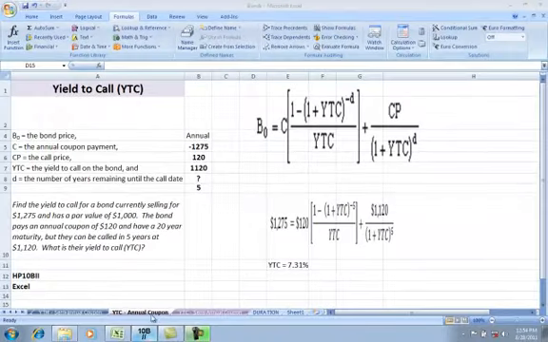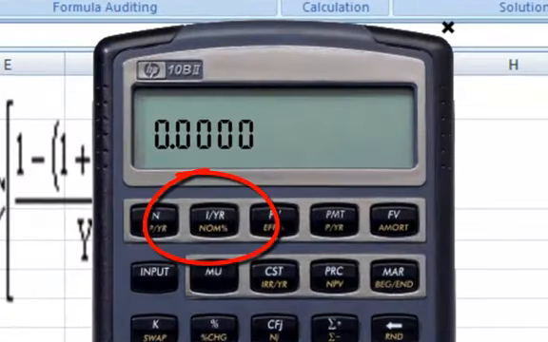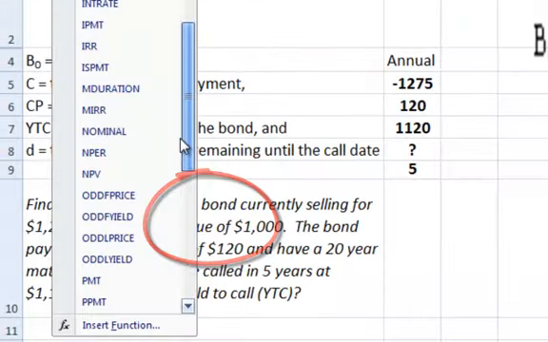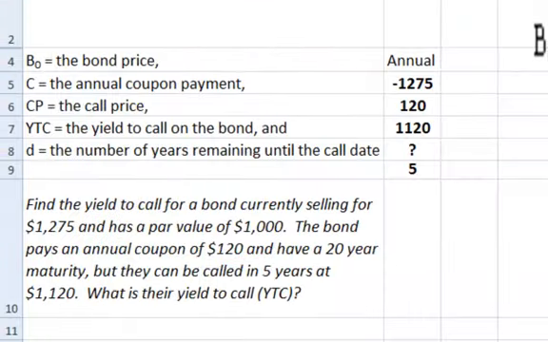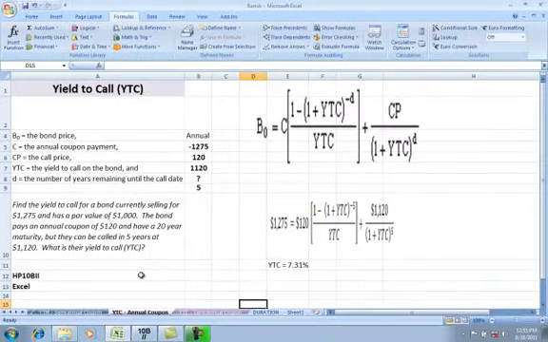Now, like yield to maturity, we're finding the annual yields. We'll be using this button here in the financial calculator, and with Excel, we'll be finding the rate function. Now, yield to call is similar to yield to maturity in that we enter the data in the same way, but the par value or future value will not be 1,000. It's a greater number. Why?